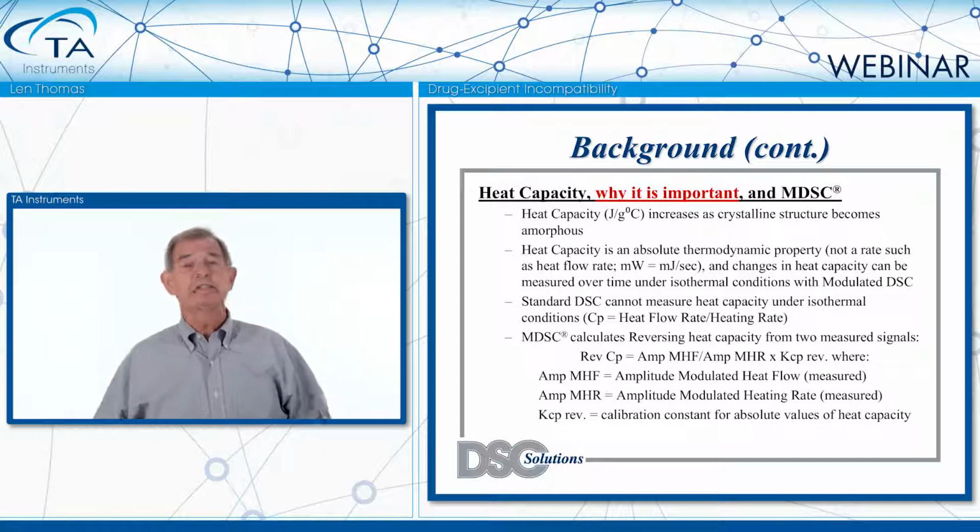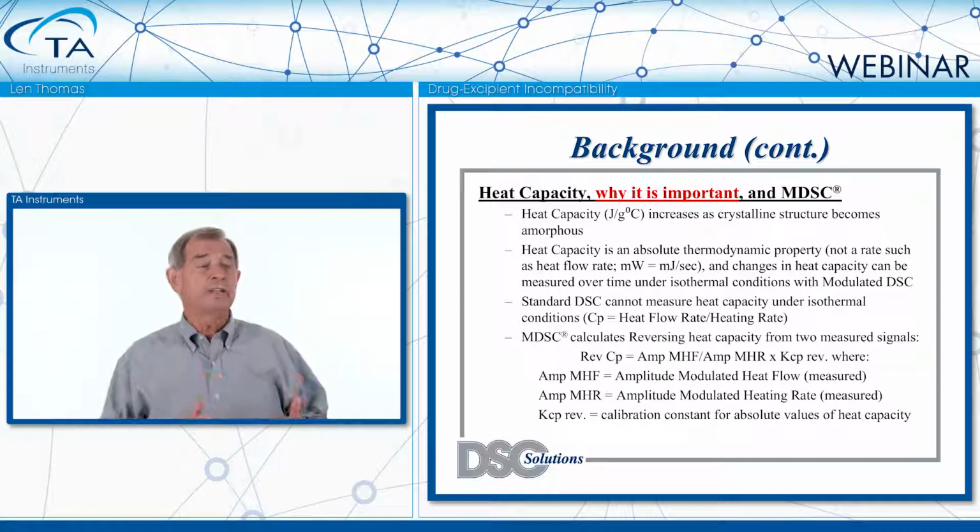With modulated DSC, we have two simultaneous heating rates being applied. One is the average heating rate, which we can set as 0, isothermal. The other is the modulated heating rate, which we control by changing the amplitude and the modulation period. And we'll see that in the very next slide.